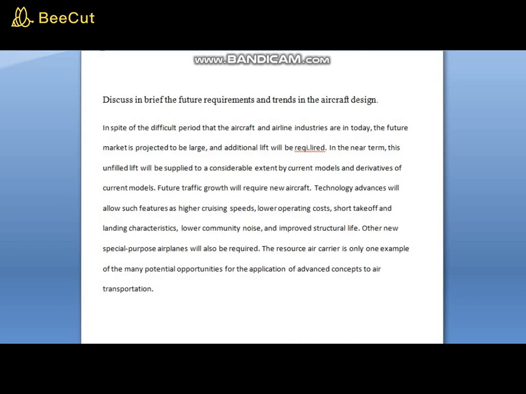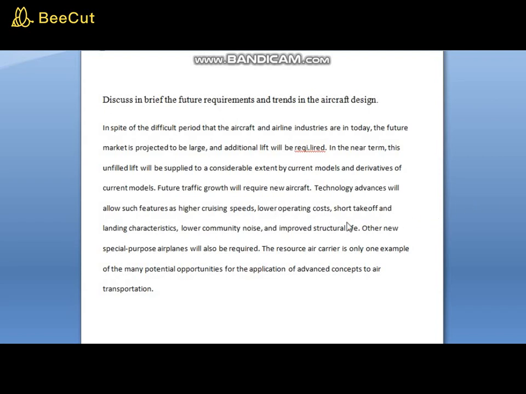The next question is: discuss in brief the future requirements and trends in aircraft design. So the answer is as follows. In spite of the difficult period that the aircraft and airline industries are in today, the future market is projected to be large and additional lift will be required. In the near term, this unfilled lift will be supplied to a considerable extent by current models and derivatives of current models. Future traffic growth will require new aircraft.